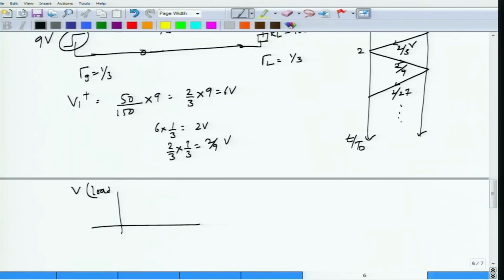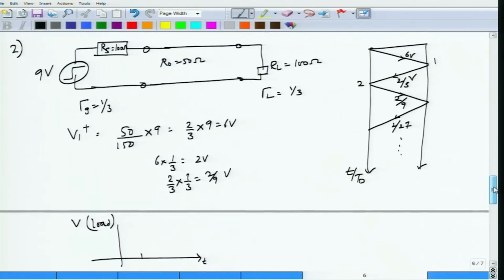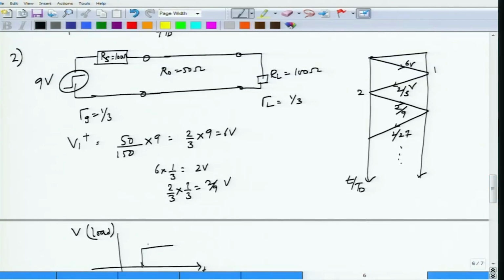Now, if you were to write down the waveform for the load, you will see that the load voltage actually goes something like this. At T equal to 1 time delay, the voltage at this point jumps up to 6 volts, then at 3 the voltage again jumps up. So this would be 6 plus 2 by 3. So this is 6 volts launched, and then, sorry, I made a small mistake over here, this would actually be 6 into 1 by 3, which is 2 volts launched here, and then 2 by 3 is launched back again at this point, and then from 2 by 3 you launch again 2 by 9 over here. So this is 2 by 9.